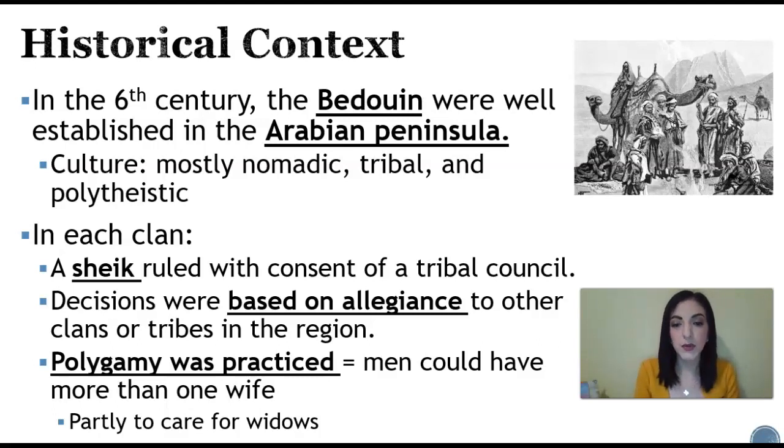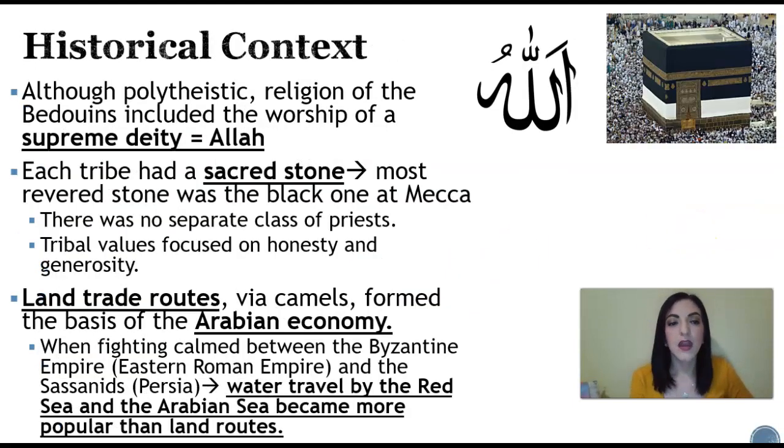Polygamy was something that was practiced. Polygamy is when men are able to take more than one wife. This actually originated out of a need to be able to care for widows. So because of warfare, because of other problems, because of even natural causes, when a woman is left widowed, meaning her husband dies, there's no one to care for her. There's no one to take care of her and assume responsibility for her. And so many times polygamy was encouraged because the idea was that these women needed someone to take care of them. And so a man could have more than one wife.